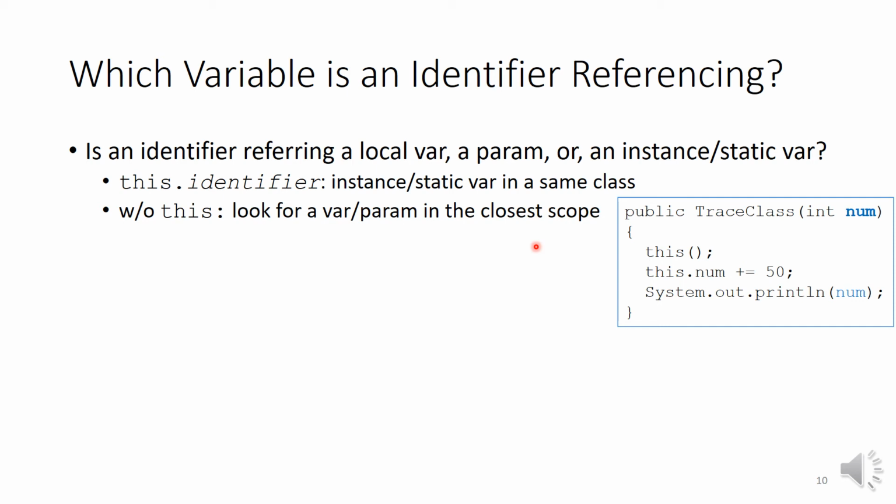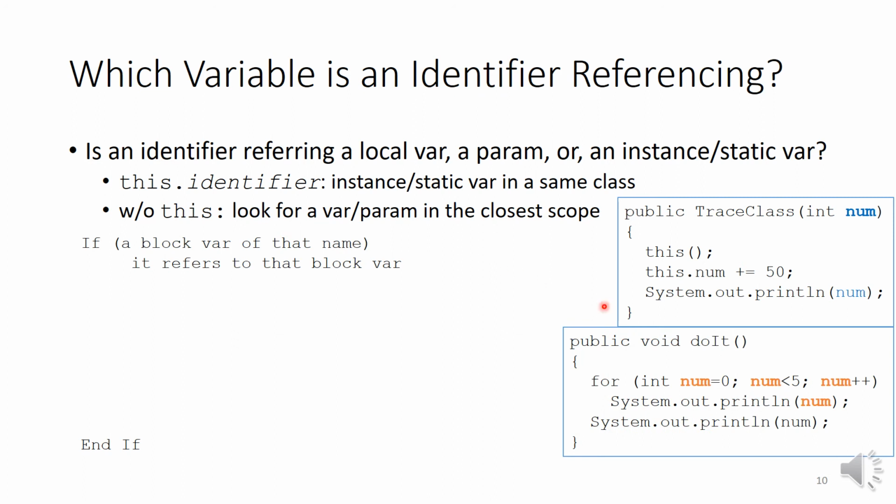Without the keyword this, we look for a variable or parameter in the closest scope surrounding that name. The smallest scope would be a block defined by a pair of braces or in a loop. If you have several scopes nested together, you start from the innermost scope and go up one scope at a time. Here num in the for loop is the one declared right here.